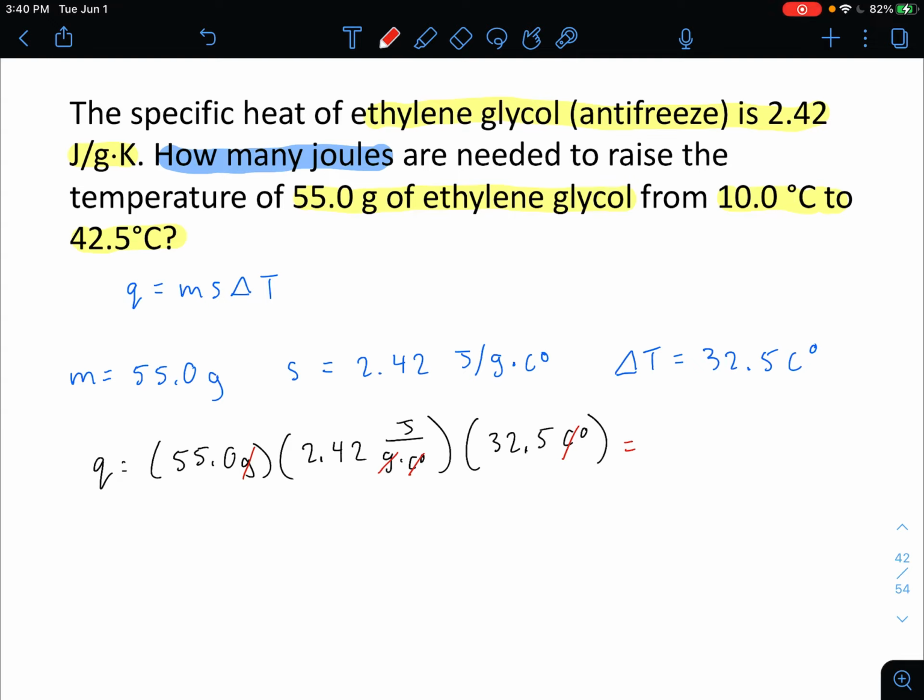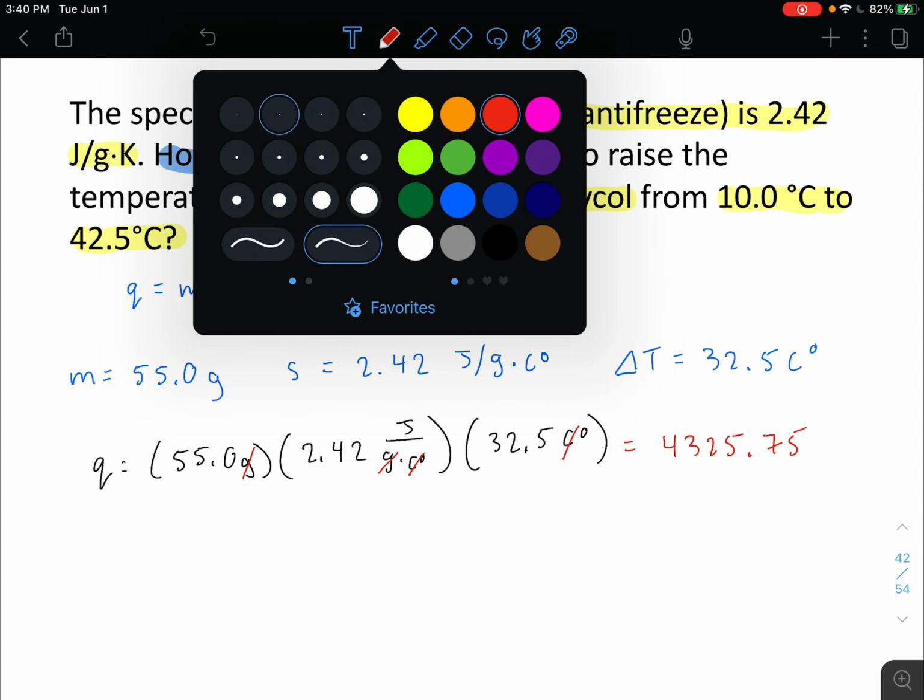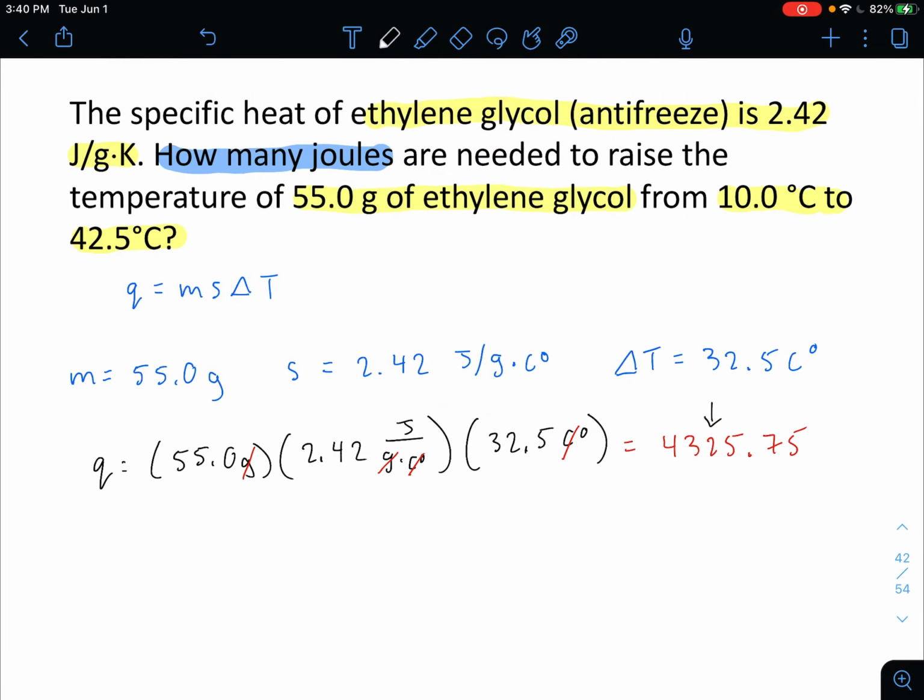So 55.0 times 2.42 times 32.5. I got 4325.75. 3 significant figures would make this 2 my cutoff number, and it's followed by 5 and more stuff, so I'm going to round up. 4,325.75 will round to 4,330 joules. 3 significant figures to match the 3 significant figures I have with my values there.